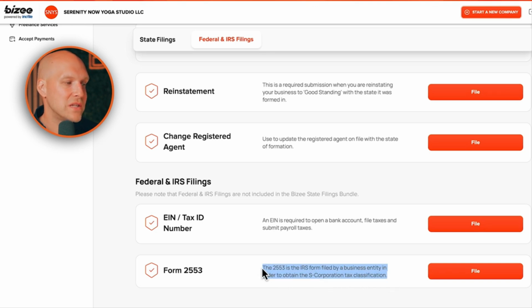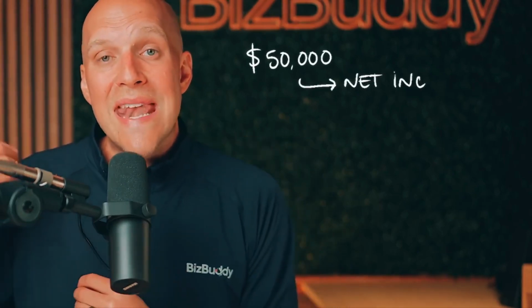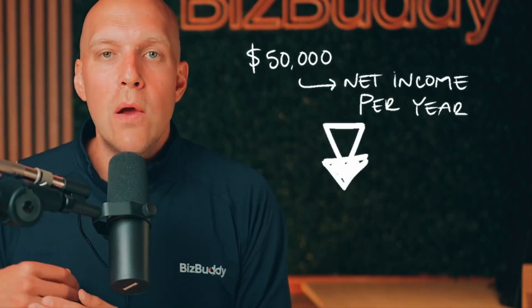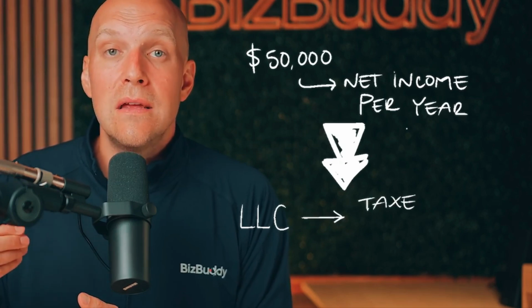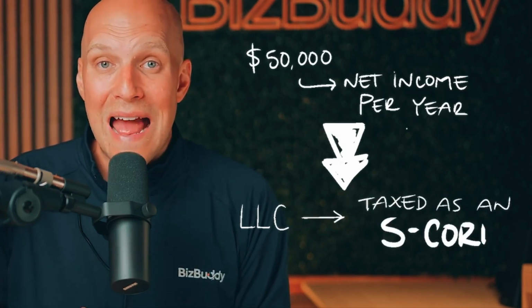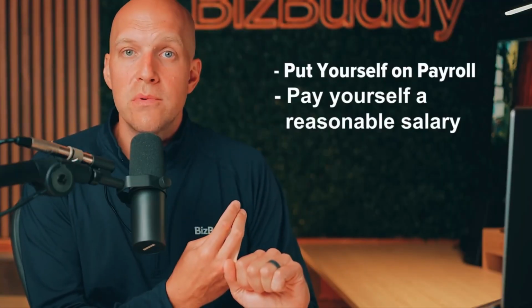All right, now I'm going to depart a little bit from doing this Bizzy backend tutorial to talk about this and why this is so important for you to understand today. Once your business starts doing around $50,000 of net income a year, you may want to have your LLC elected to be taxed as an S-corporation. The reason for that is you've got to do a few things. You've got to put yourself on payroll. You've got to pay yourself a reasonable salary.